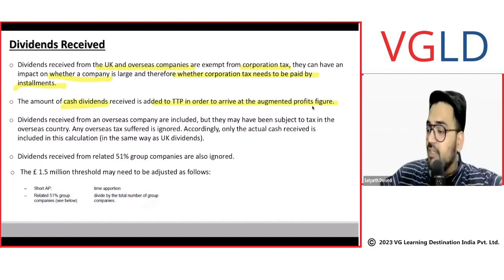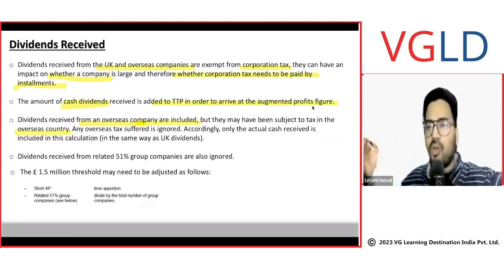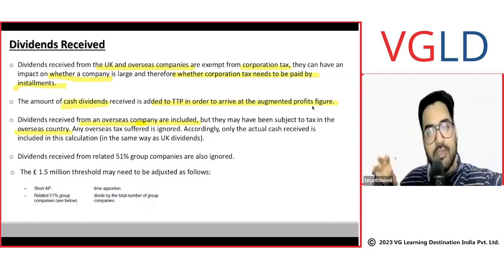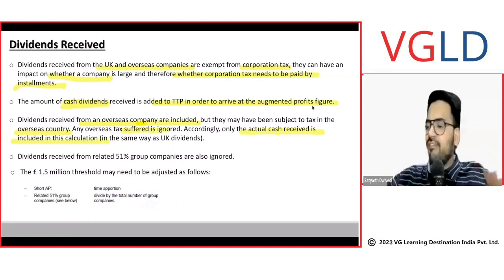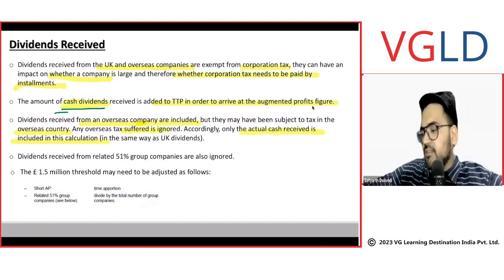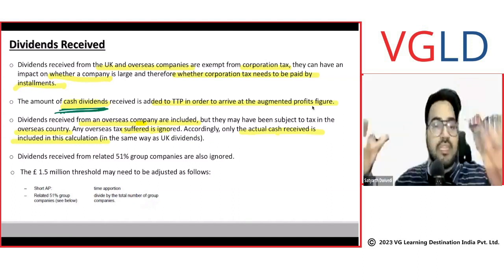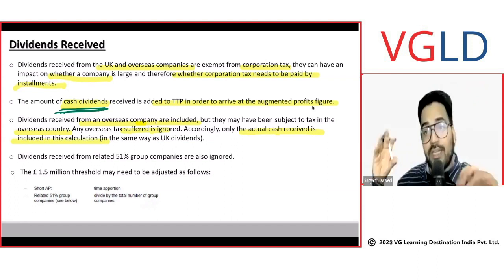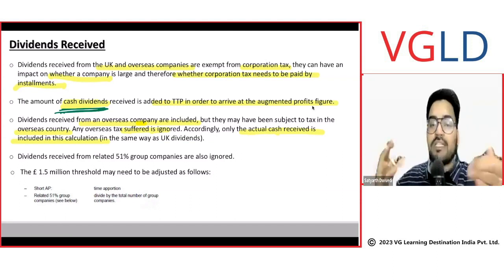Even if you've received dividend from an overseas company, you have to include it, but it may have been subject to tax in the overseas country. Is it right or not? Dividend received from an overseas company has to be included, but you must have paid tax. You ignore that tax. Only actual cash received is included in the calculation. That is why they have mentioned cash dividend. There is no other definition of cash dividend, so I cannot take you any further than this. Whatever tax you've paid on that, you will ignore that tax. Only actual cash that you have received.